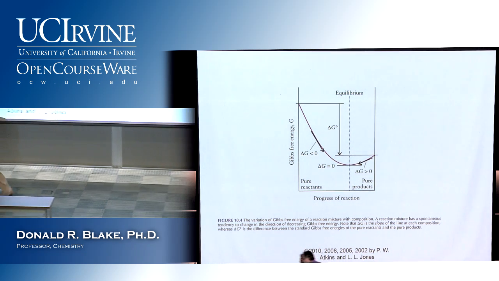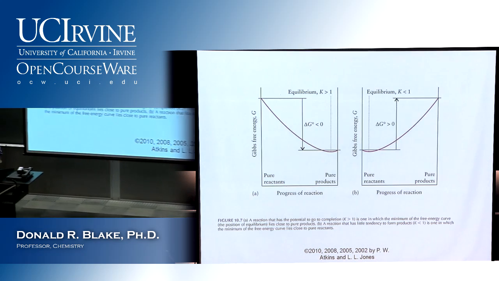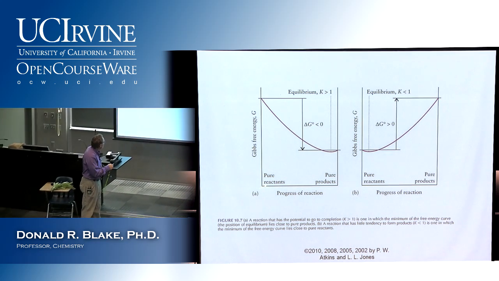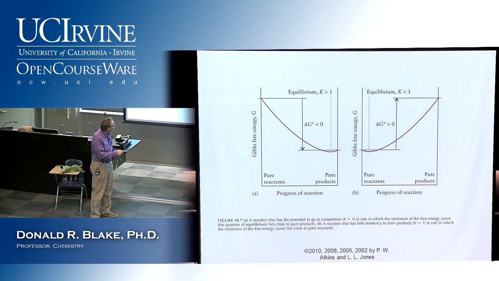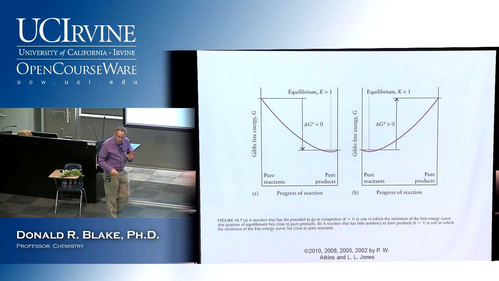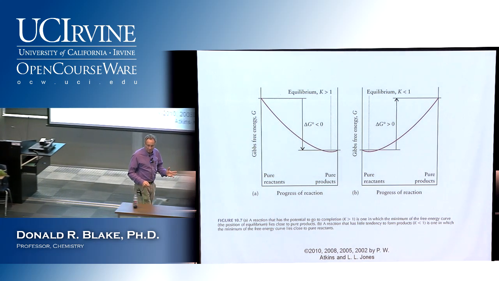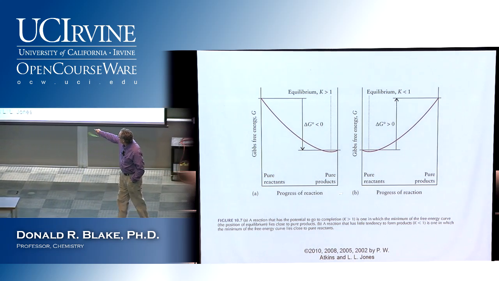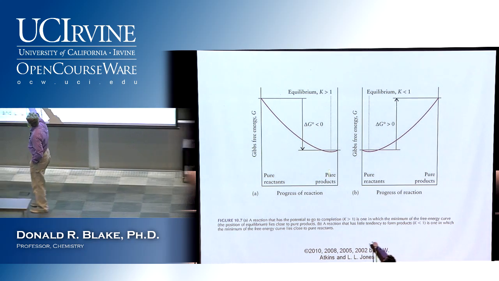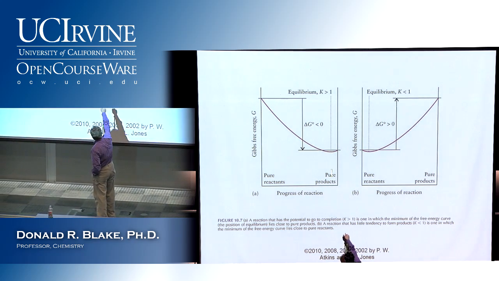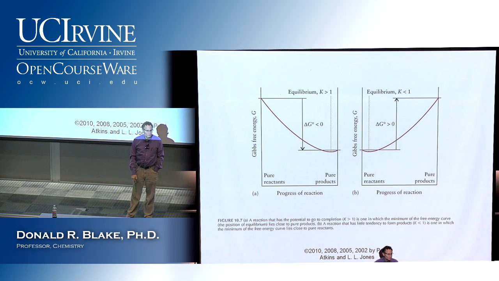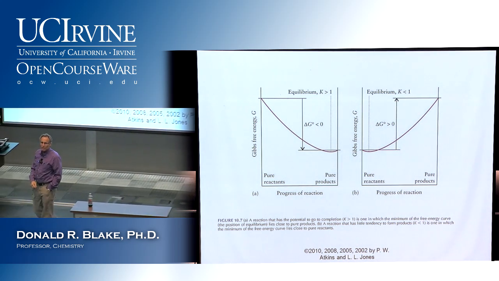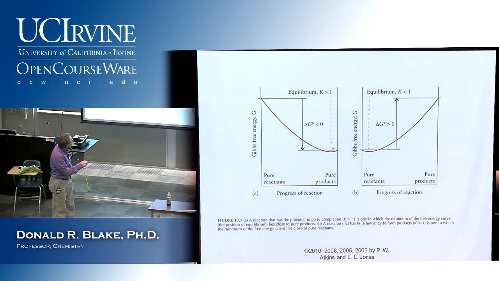So, on the next slide, this will illustrate what K looks like. If we have pure reactants, pure products, and you have a big K, it means it favors the products. Look at how the equilibrium is right here. See where that minimum is? It's almost all pure products. So this would be the free energy diagram in terms of reaction progress of something that has a very big K.